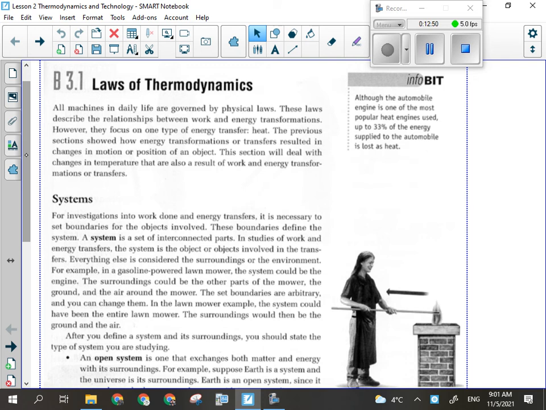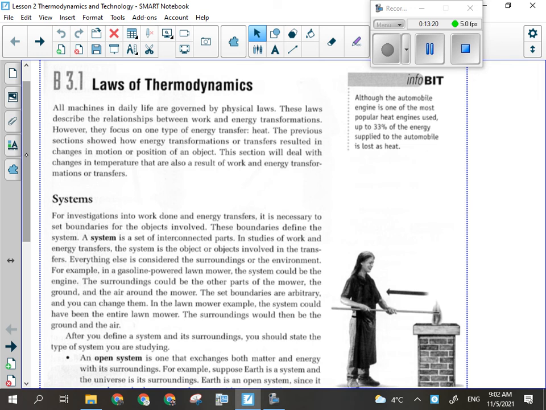Okay, so this is what Black came up with, right? He was talking about the flow of energy from hot to cold. That's the laws of thermodynamics. So we're going to be looking at the laws of thermodynamics because they govern how basically all things operate, because in order for anything to change, work is going to have to be done, or heat is going to have to be transferred. So, all machines in daily life are governed by these physical laws.